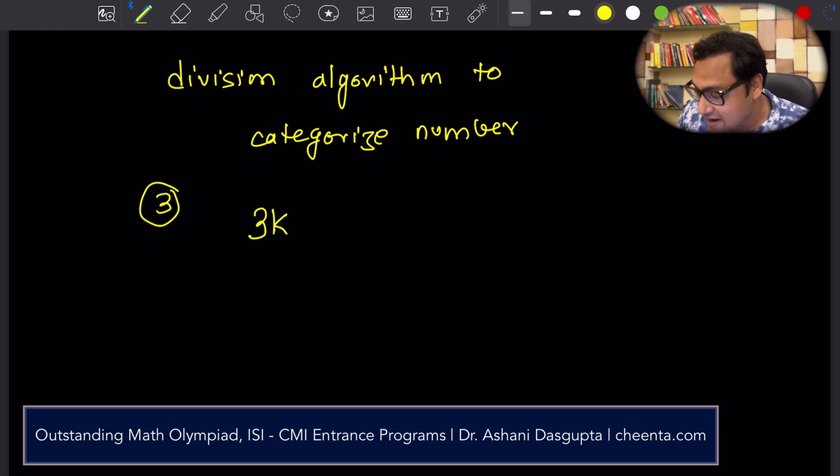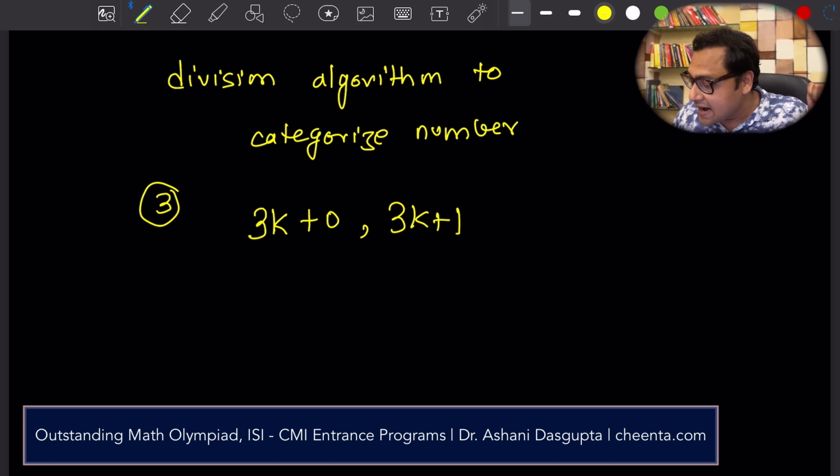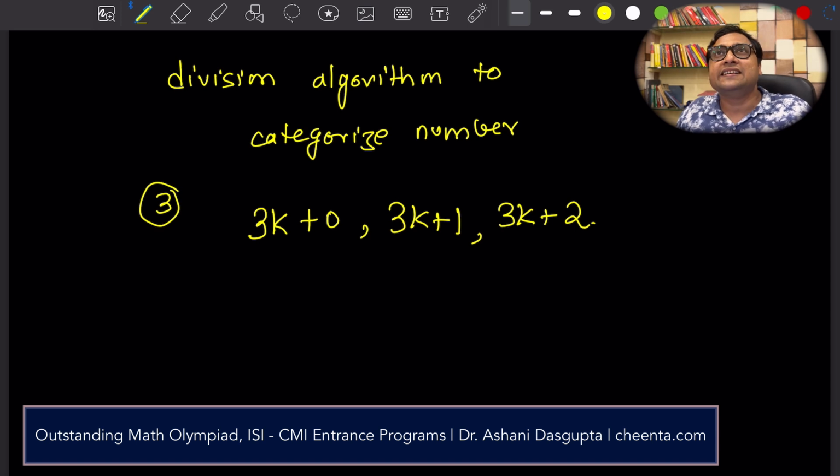3k, we write it like this. 3k plus 0. 0 is the remainder. K is the quotient. Doesn't matter what quotient it is. We are just interested in the structure of the number. 3k plus 1 and 3k plus 2. Obviously, if you divide any number by 3, the only possible remainders are 0, 1 and 2. So all integers will fall into one of these 3 categories.